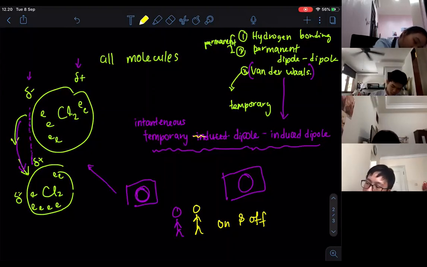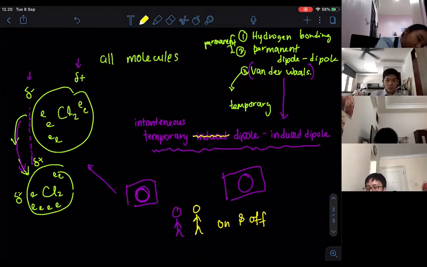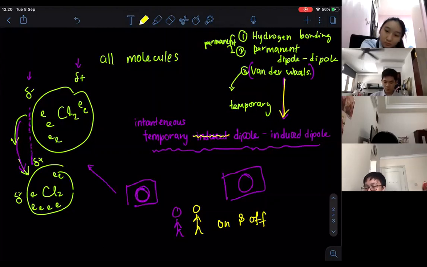I think the best way, if you want to write it in a long way, is instantaneous, temporary instantaneous dipole, induced dipole. That's supposed to be a very good name for it. But it's quite long, and even for students it is quite long, so they try to make it easier for the students to understand. Therefore, they use the term van der Waals forces.